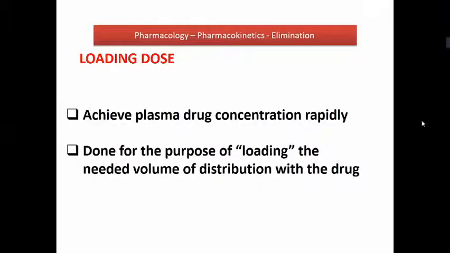Okay, so talking about dosage regimen, we have the so-called loading dose. The purpose primarily of giving the loading dose is you want to achieve the plasma drug concentration rapidly.